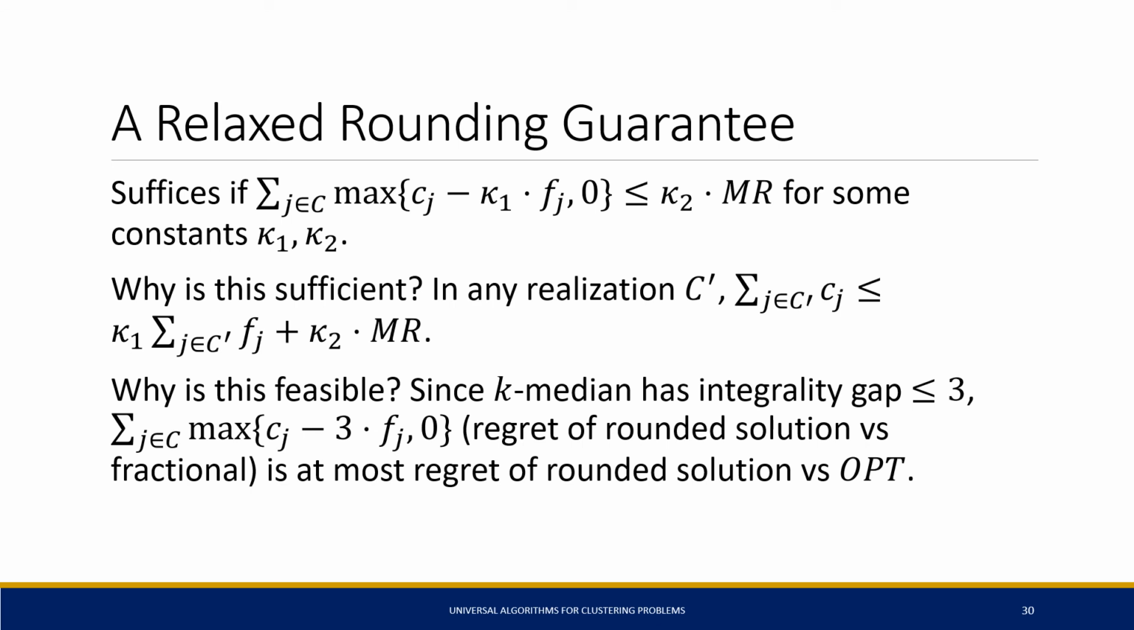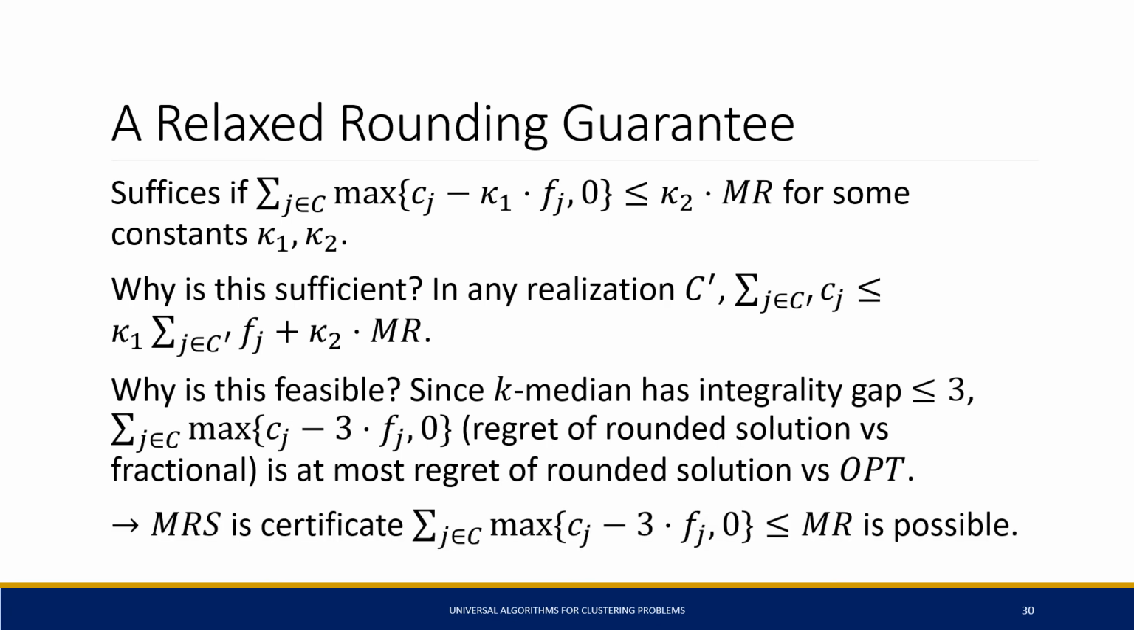So this is sufficient, but why should we expect this to be feasible? Well, because K-median has an integrality gap of 3, we know that if we replace this 3 times Fj with basically the optimal solution's connection cost, then this can only increase the value of the sum. So that is to say, this integrality gap bound tells us that the regret of the rounded solution versus 3 times the fractional solution is always going to be at most the regret of the rounded solution versus opt. And in particular, if we plug in the minimum regret solution, which we know has regret at most MR against opt, we find that the minimum regret solution is a certificate that there is some integral solution whose regret against 3 times the fractional solution is also at most MR.